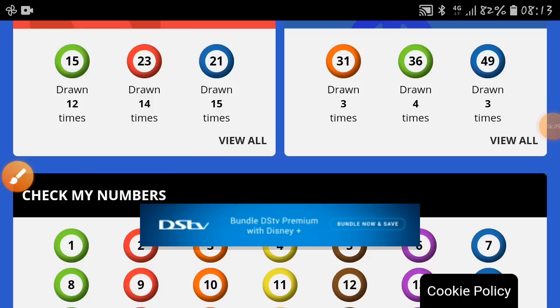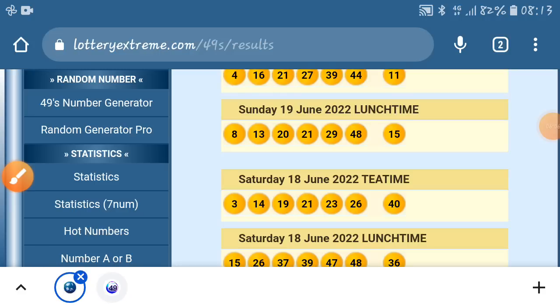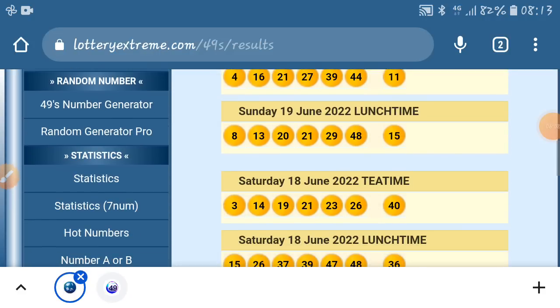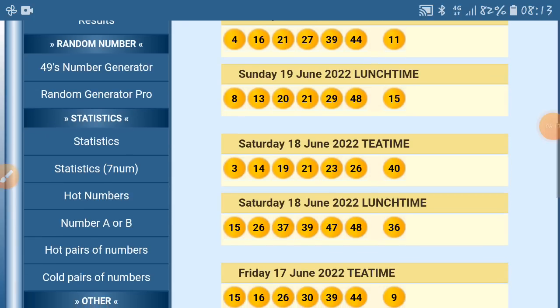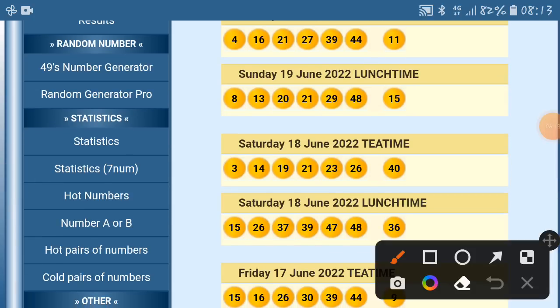All right, now I am going to our Lotto Extreme, and we're going to continue with the code that we were doing. The code that we are using is actually the date. Is it the date? Oh, no, it's not the date. It's the bonus.